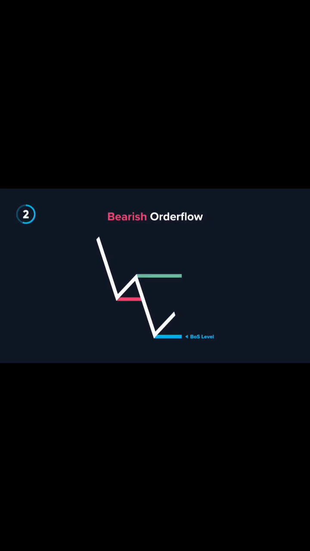And on the other side, the change of character level would be the buy-side liquidity, because this would signal a change in order flow from bearish to bullish. But for this example, the price chooses to push down and through the sell-side liquidity, confirming the break of structure, which tells us the current downtrend is continuing.